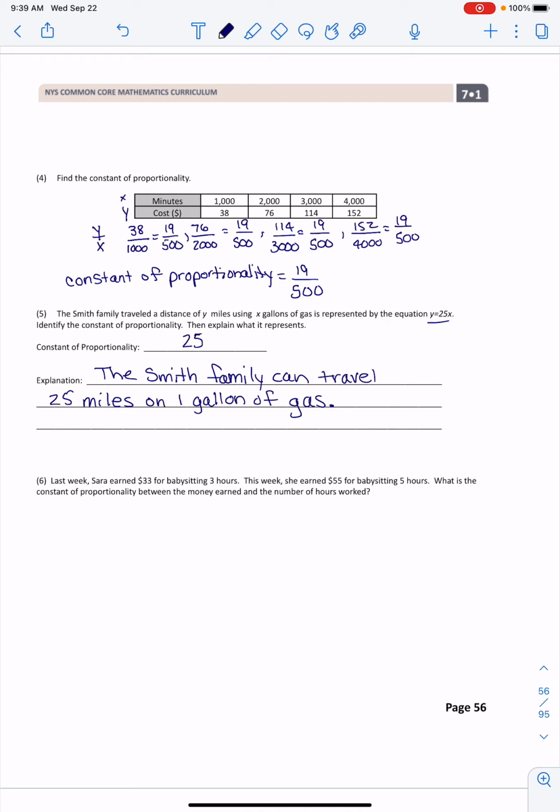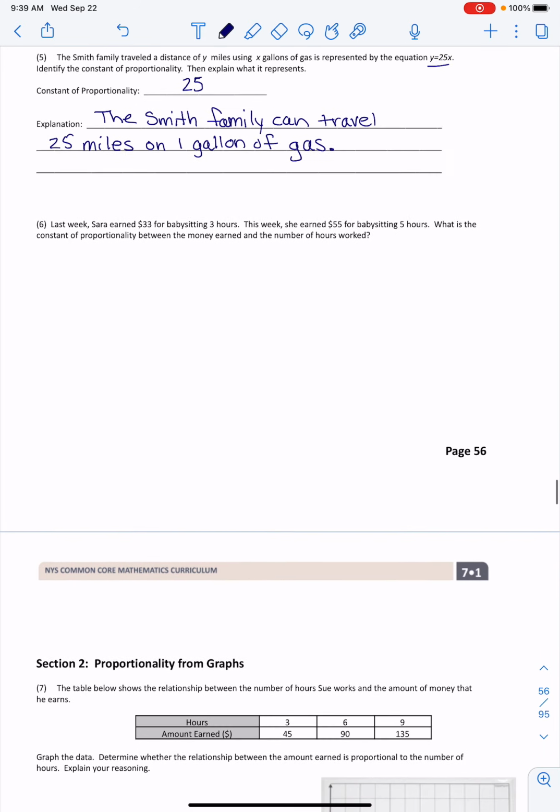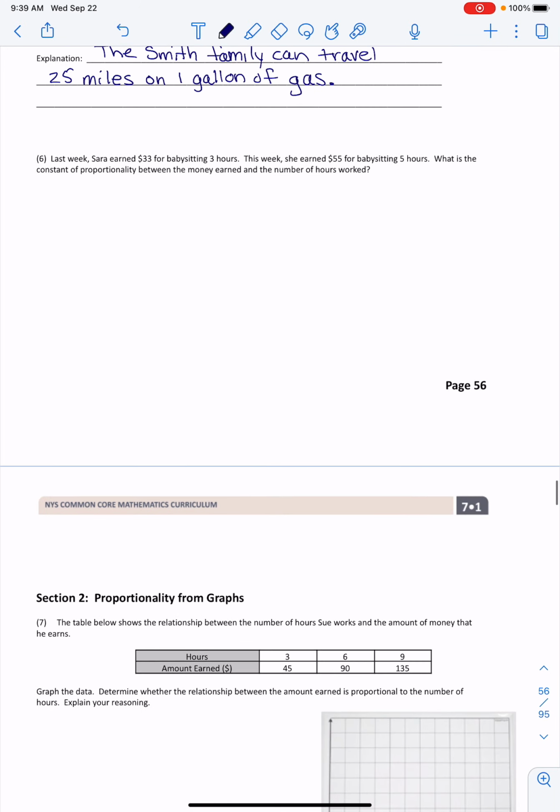Next it says, last week, Sarah earned $33 for babysitting 3 hours. This week, she earned $55 for babysitting 5 hours. What is the constant of proportionality between the money earned and the number of hours worked?